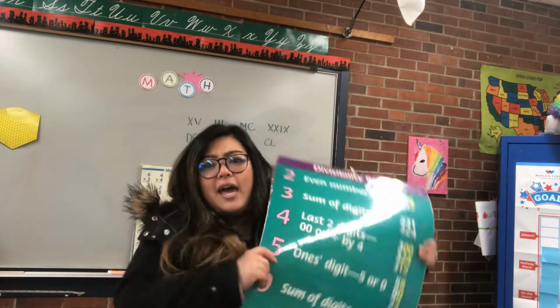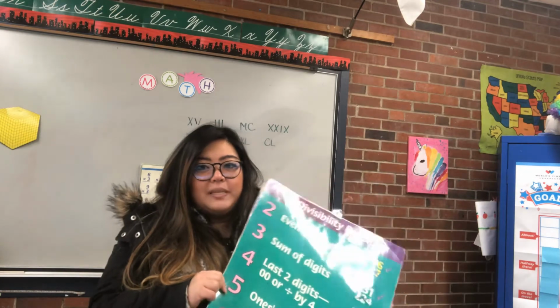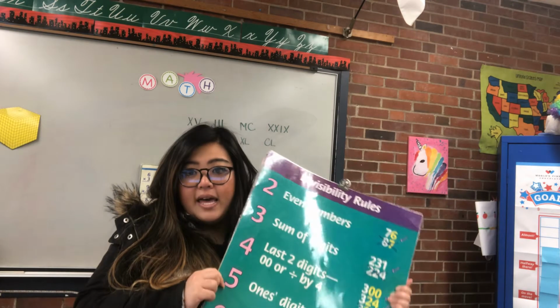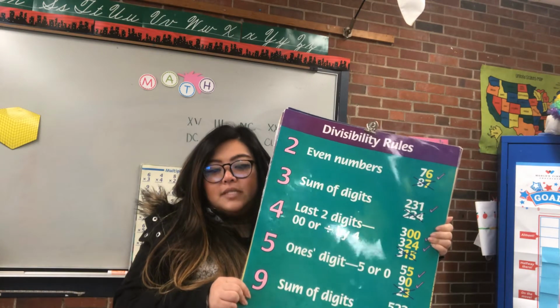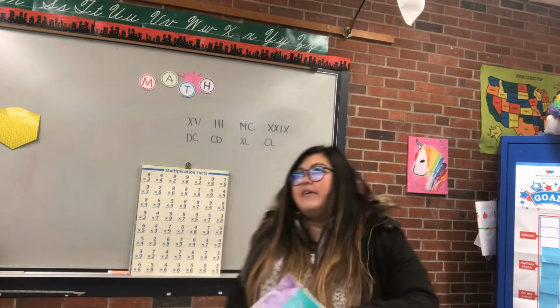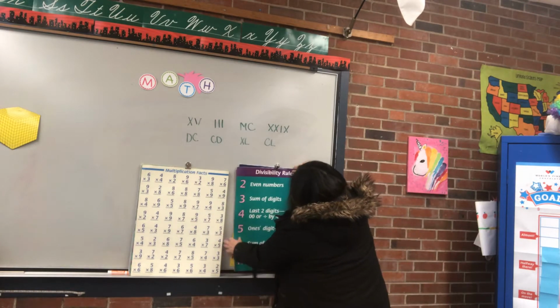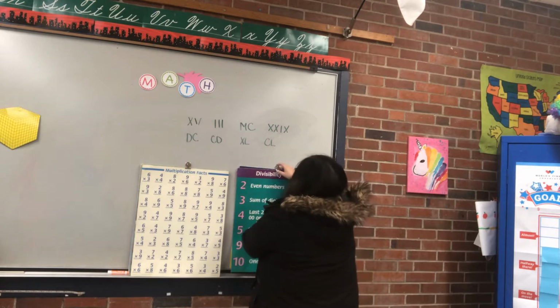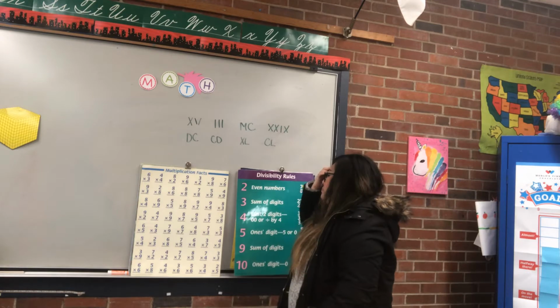How do we know a number is divisible by 9? Once again, sum of digits, but this time the sum of the digits has to be divisible by 9. What about 10? A number is divisible by 10 if it ends in a 0. Sorry, you cannot see this, but I just dropped a bunch of charts. All right, let's look up here.